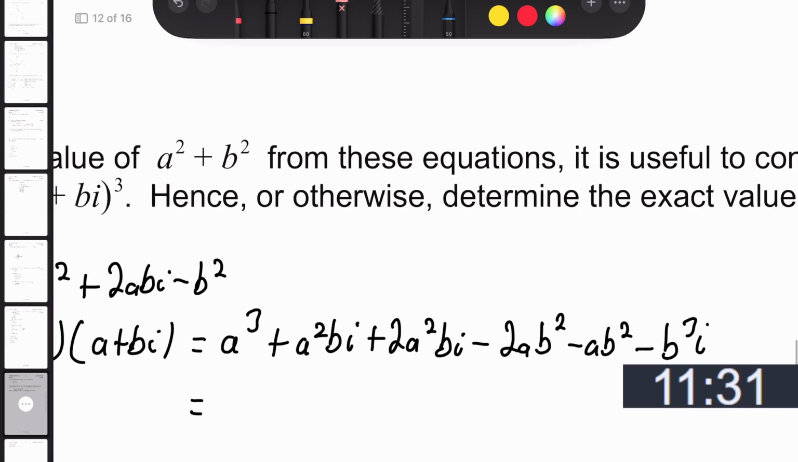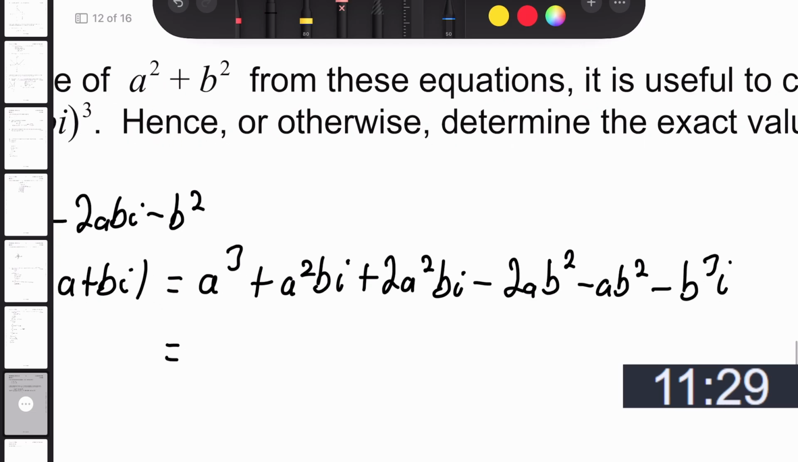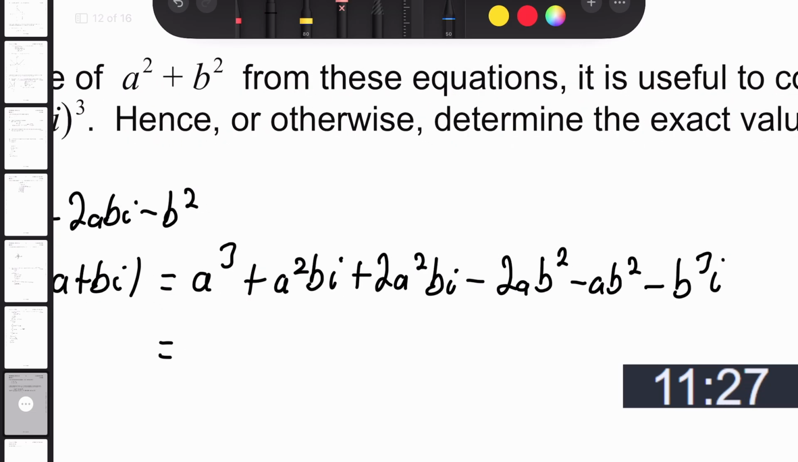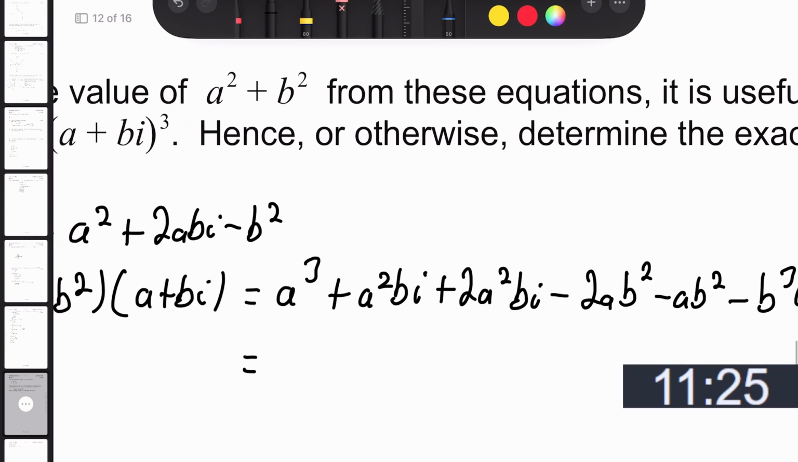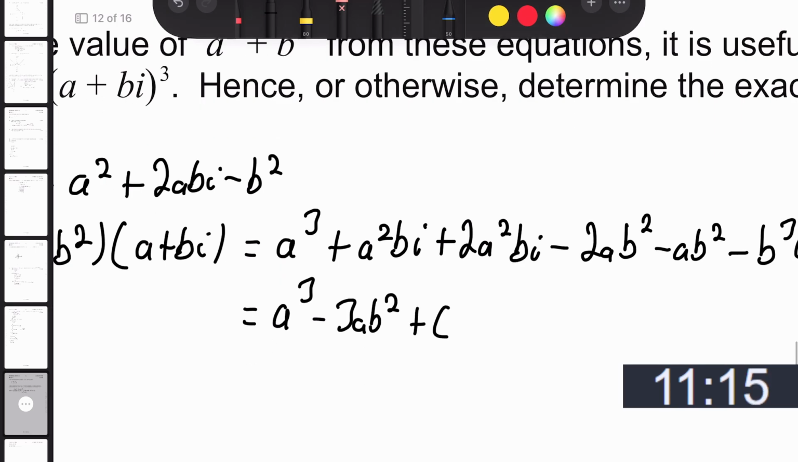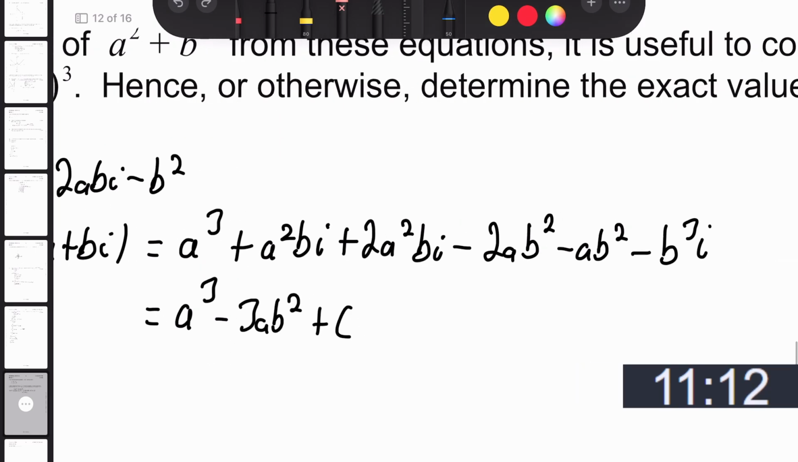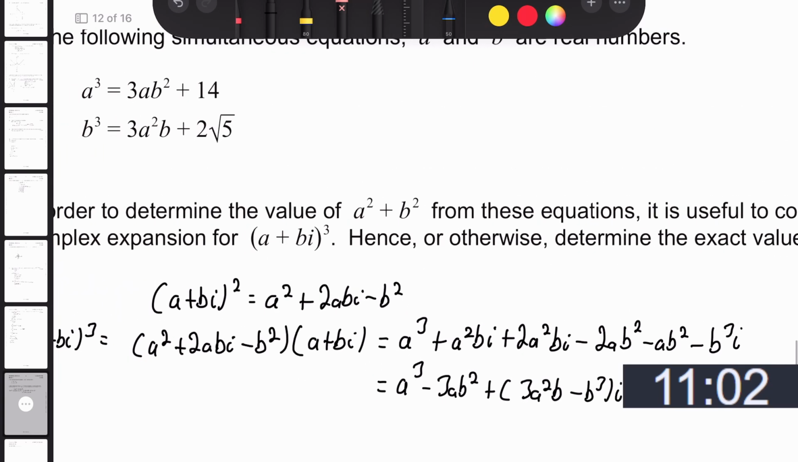Now, am I going to have to group the real and not real terms? This is what I'm going to have to do. So let's see, a to the power of 3 minus 3ab squared plus, let's see, 3a squared b minus b to the power of 3 i. Okay.